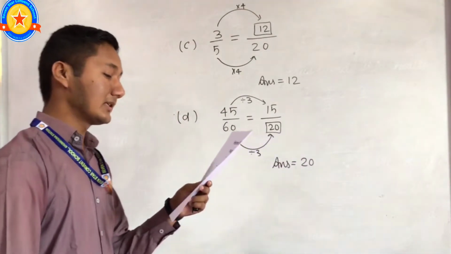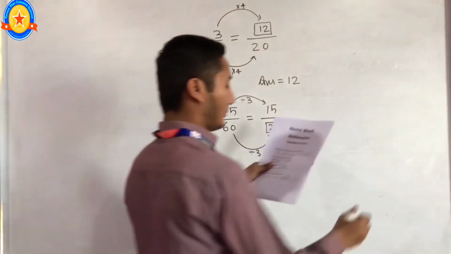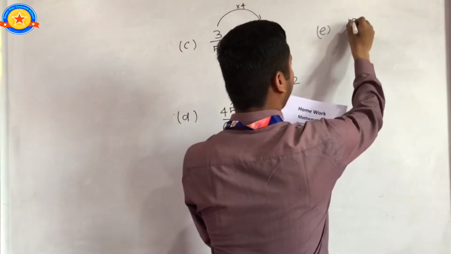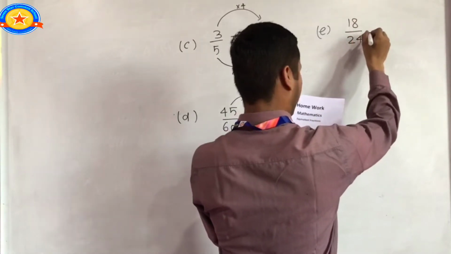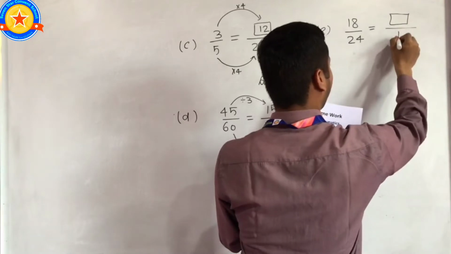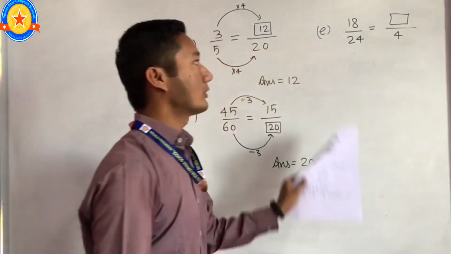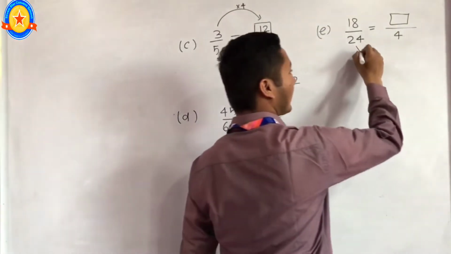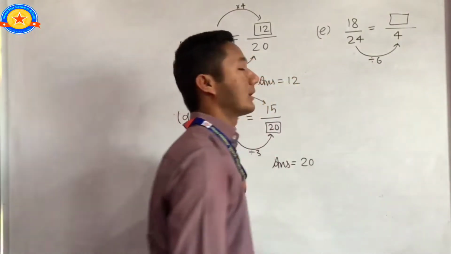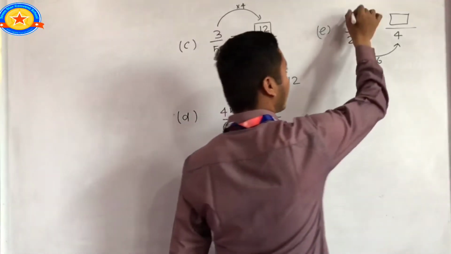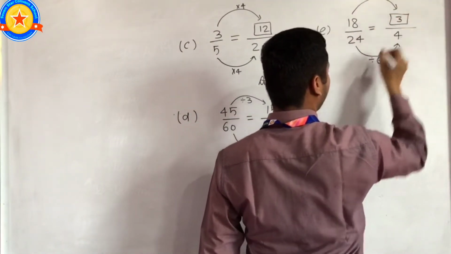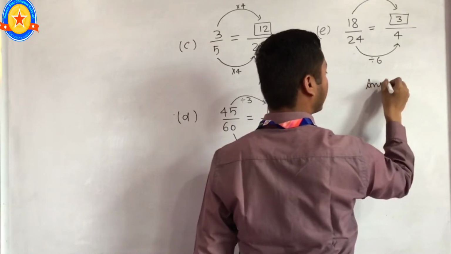The next question is E part, 18 by 24 equals blank upon 4. Now you need to check the denominator. Denominator is 24. 24 is divided by 6 to make the denominator 4. That's why you need to divide 18 by 6. Then you will get 3. The answer is 3.